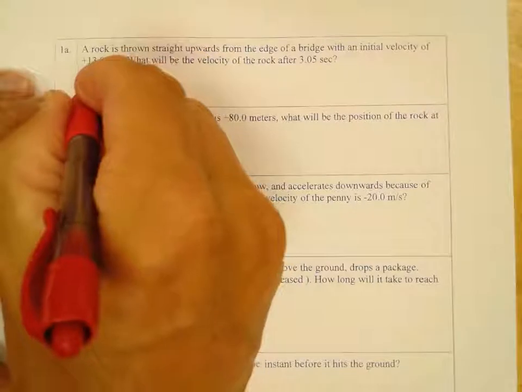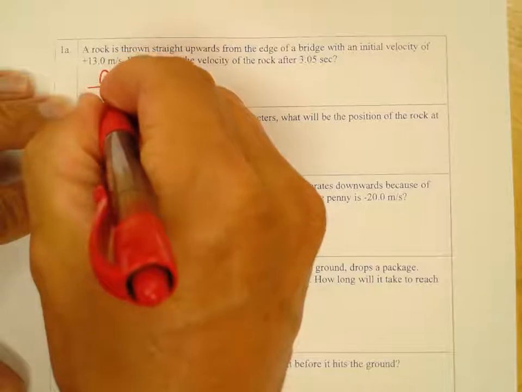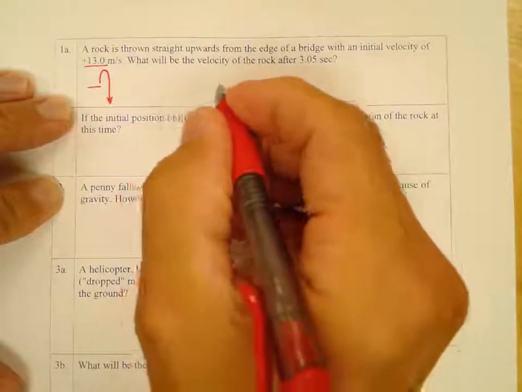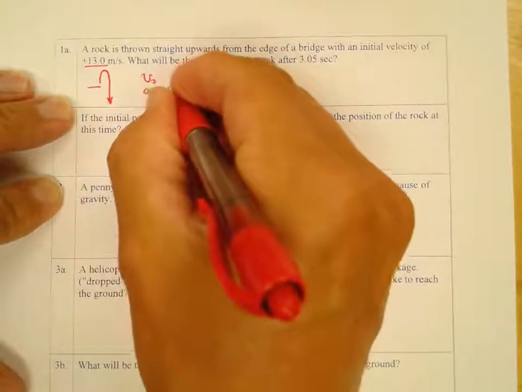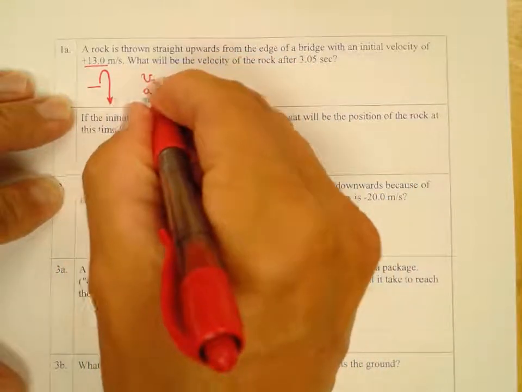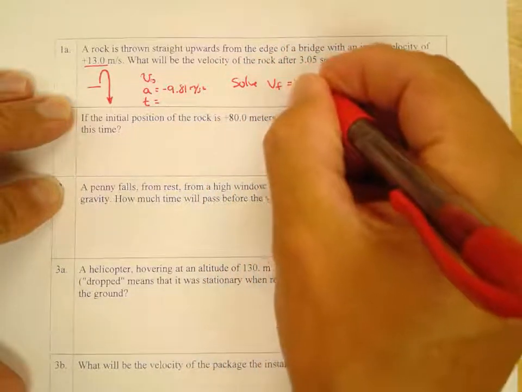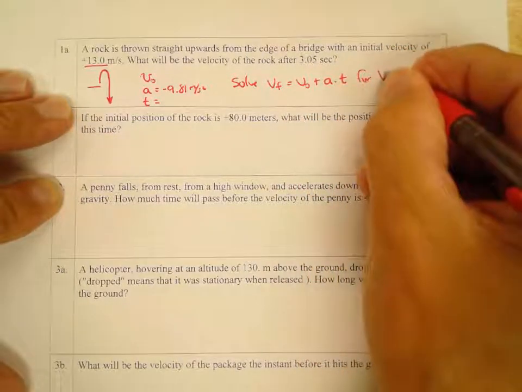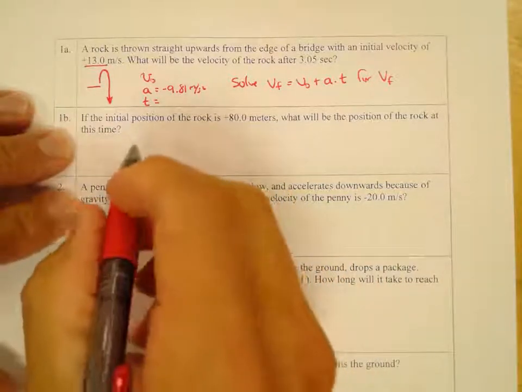So in the first one, you have a bridge, and a rock is thrown upwards, but it won't go upwards forever. It'll come back down. And this is the initial velocity here. So you know the initial velocity. You know the acceleration, of course, is negative 9.81 meters per second squared. You know the time. I give you that. And so the plan is to solve v final equals v0 plus a times t for the final velocity. And of course that'll be negative, which means it's moving downwards.